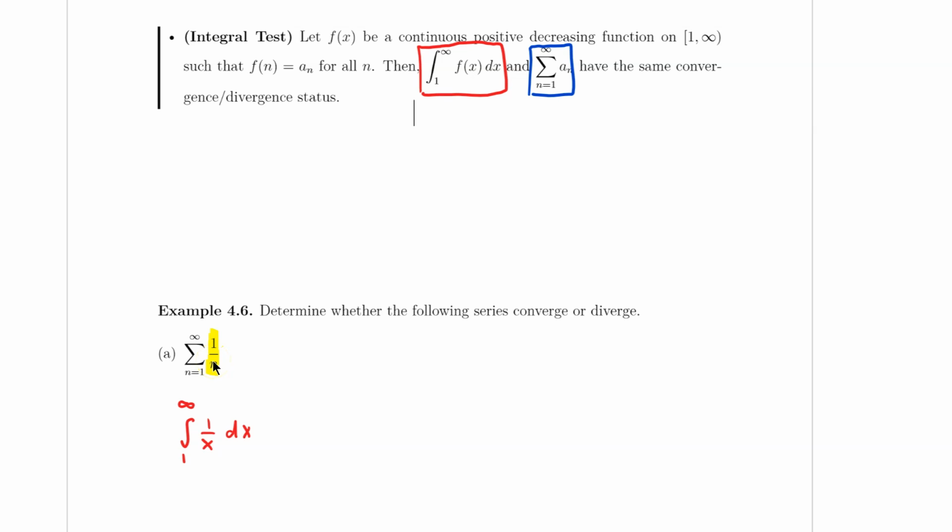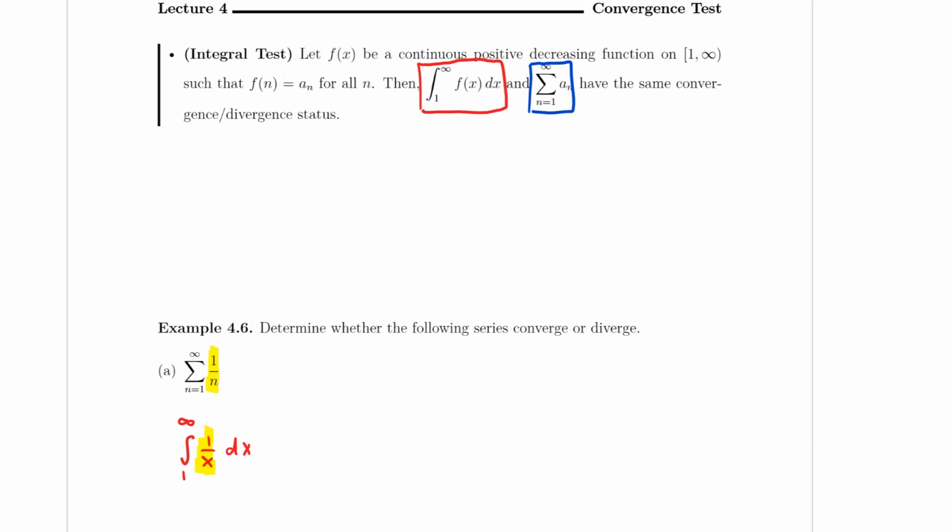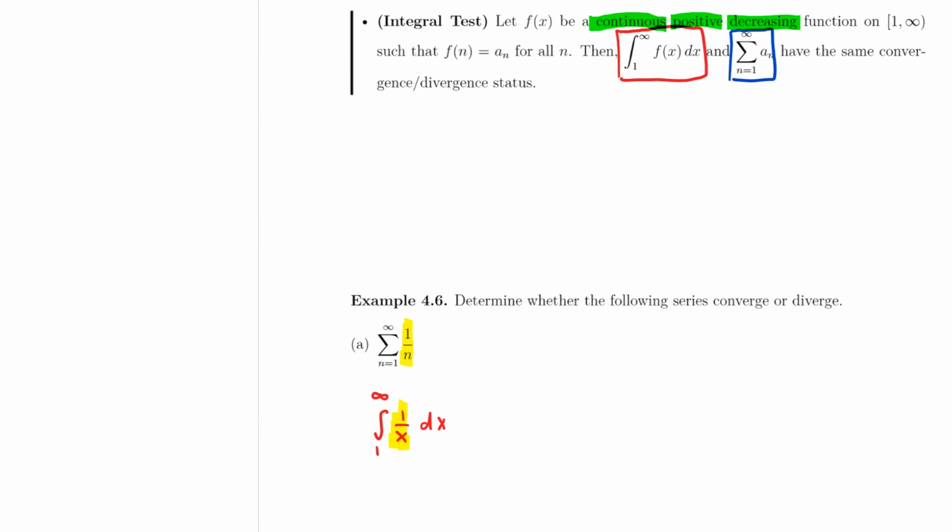However, the integral test has some limitations in that the function that we have here, the function 1 over x, has to meet the requirements. It has to be continuous, it has to be positive, and it has to be a decreasing function. So if we look at the function 1 over x, let me just plot the graph real quick. The graph for 1 over x looks something like this.